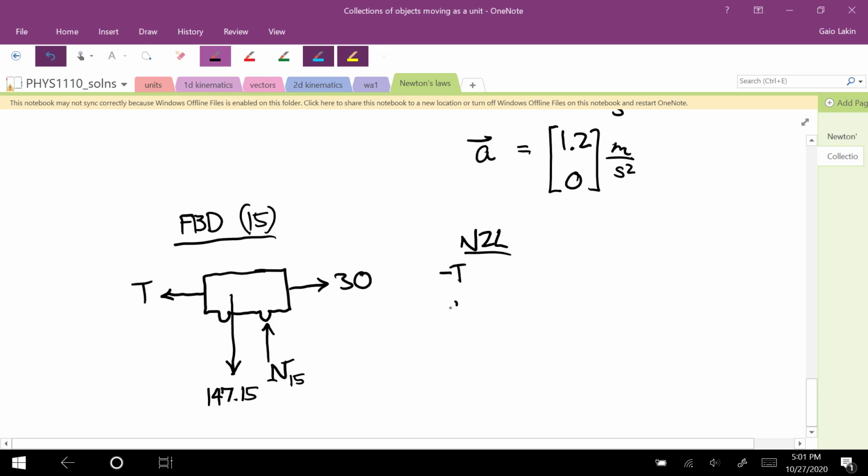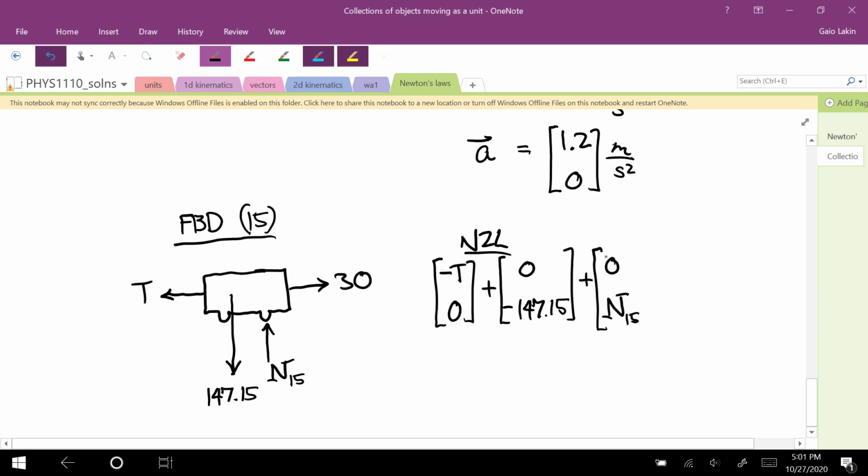So we have negative T, 0, plus 0, negative 147.15, plus 0, N15, plus 30, 0, is equal to 15 times the acceleration vector. And now we know the acceleration vector is 1.20.